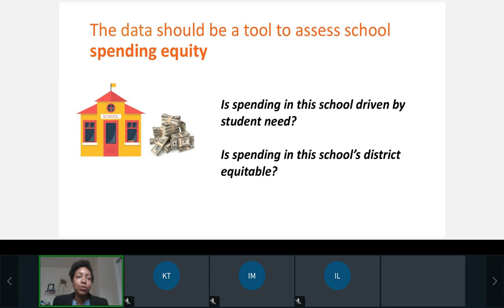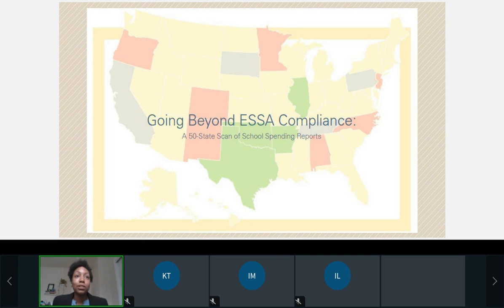So if you cannot look at your school spending report right now and answer these questions, there's a lot of room for your state to grow in how they report these data. So that's why we released our recent report, Going Beyond ESSA Compliance. This is a 50-state scan that assesses how well states have reported their data and whether or not it aligns to the 5 principles we just described. Our ratings really highlight the key features that states could implement to increase the transparency of their data, but also to increase the likelihood that these data are being used. And so in our report, you see ratings for your state, and we also highlight some bright spots because there are some states that are doing interesting things that other state leaders can learn from and implement.